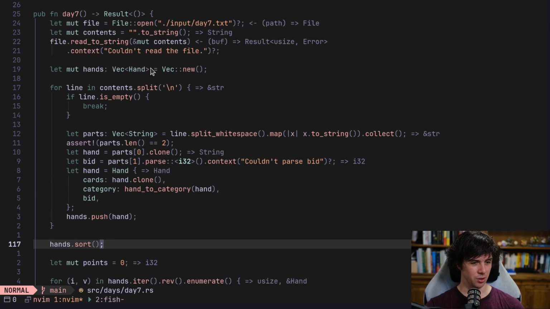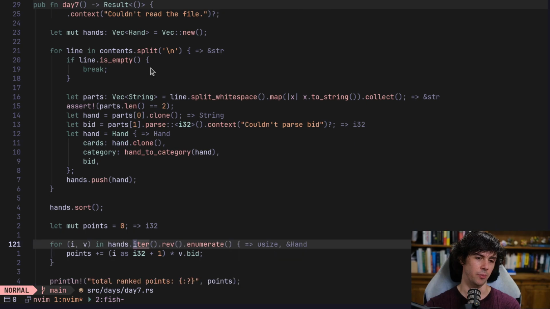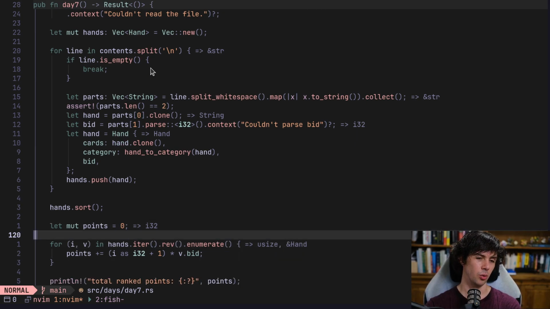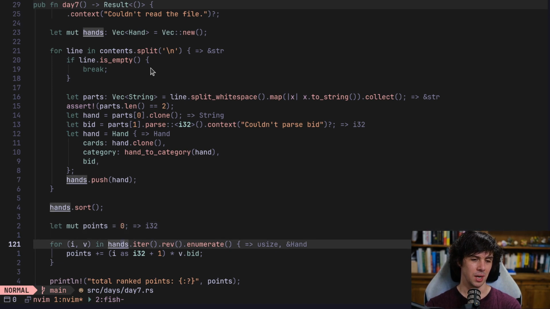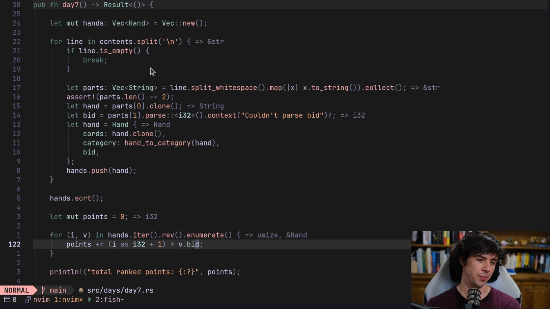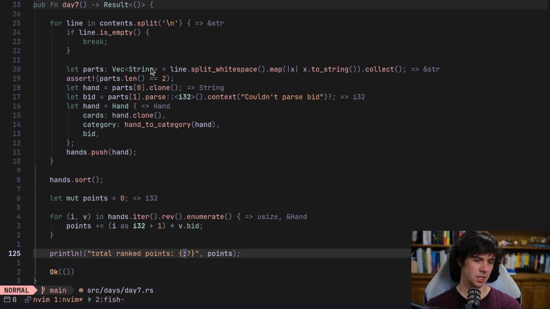Once we've done that, we've parsed all the hands. We can take advantage of the fact that we implemented the sorting trait, sort that list, and then start to loop through. So we know everything is in order at this point. We have a placeholder for the total number of points. We loop through the list in reverse, because remember, best hand gets the highest numeric rank, and we enumerate through. We add to points with the current value of i, which is the ranking, plus 1, because enumerate starts at 0, times the original bid, sum all that together, and that's our total ranked points.